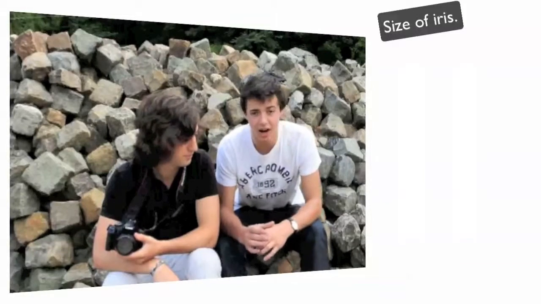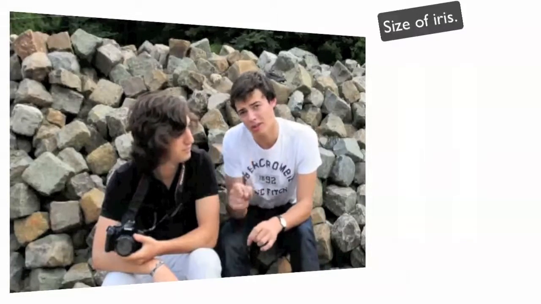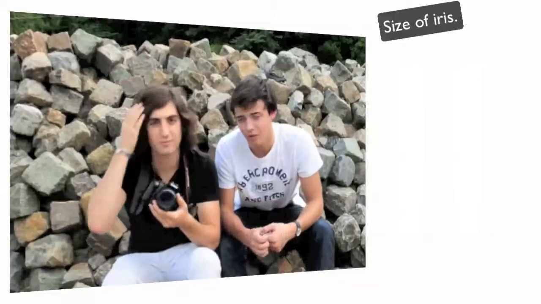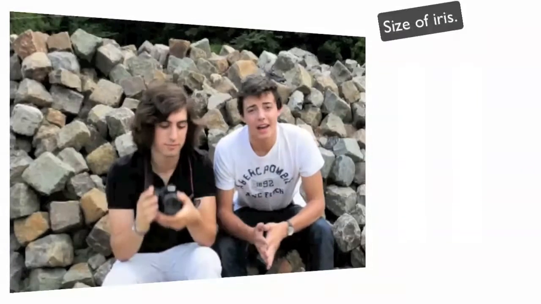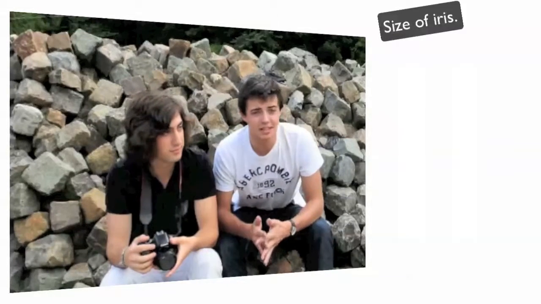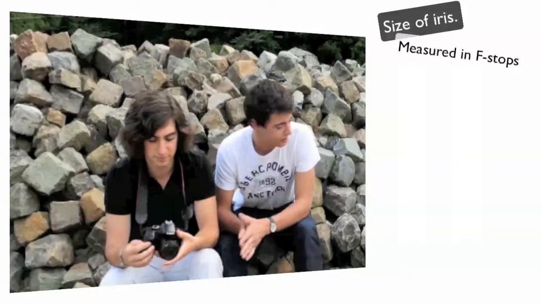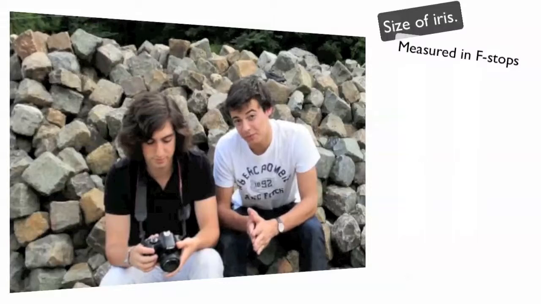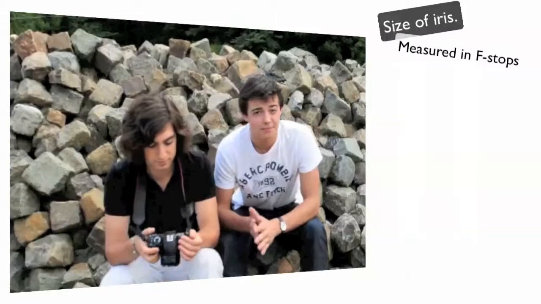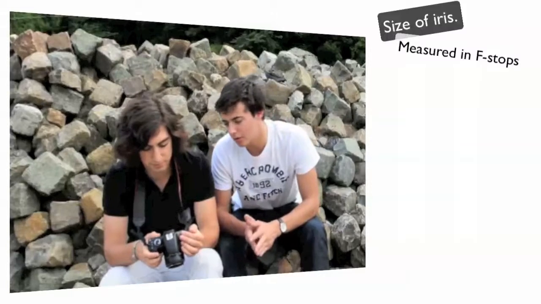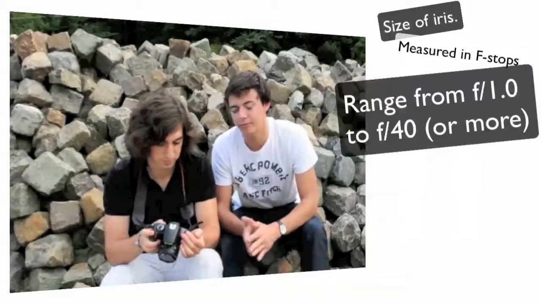So just to sum it up, aperture, like I said before, is the size of the iris. The iris being the hole inside the lens. If you look through here, you'll see the lens hole, the iris. And your aperture is basically the size of it. Now, aperture is controlled in what are called f-stops.